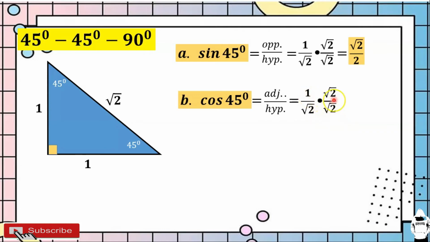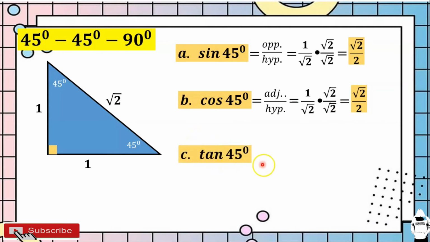So, 1 times the square root of 2, that is square root of 2. And square root of 2 times the square root of 2, that is square root of 4. And 4 is a perfect square. Ang sagot natin dun ay 2. So, cosine 45 is equal to square root of 2 over 2.